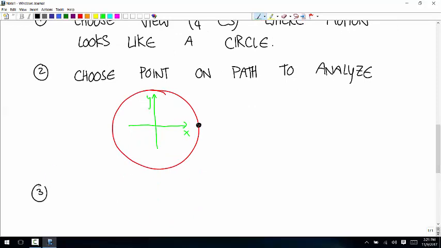Step 3, draw a vector from the chosen point toward the center of the circle.